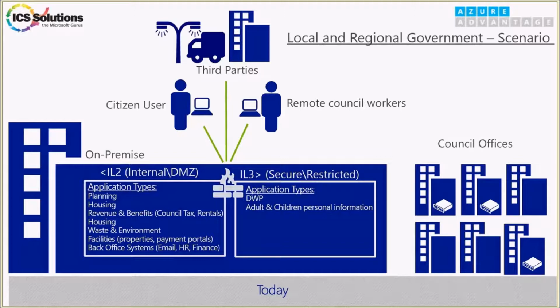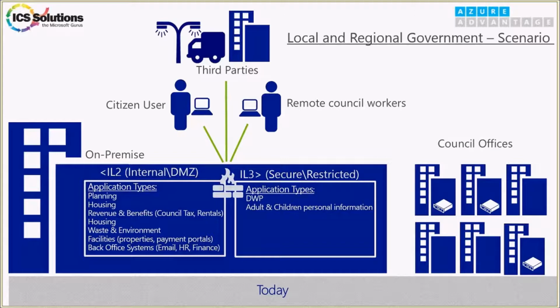You also have to deal with the citizen user base who come in and want to fill out forms or pay for their housing. And that's delivered over the public internet. So that could be another key area that could be moved into the cloud. And we also have remote council workers, so users who work at the council that need to be able to gain access to the data, and that could also be done in that fashion.